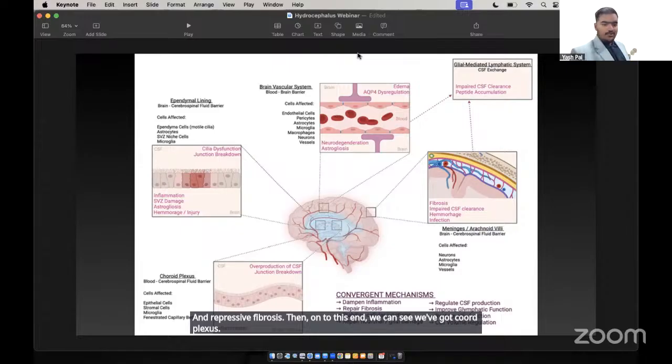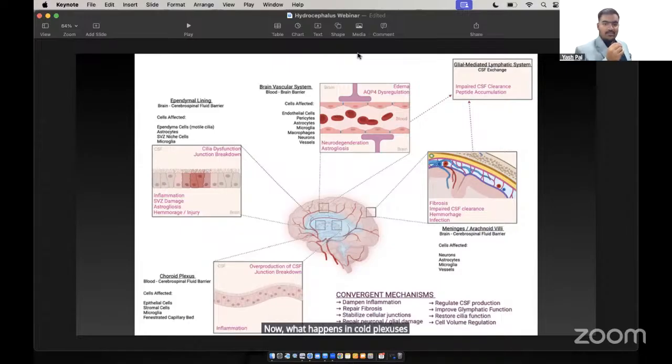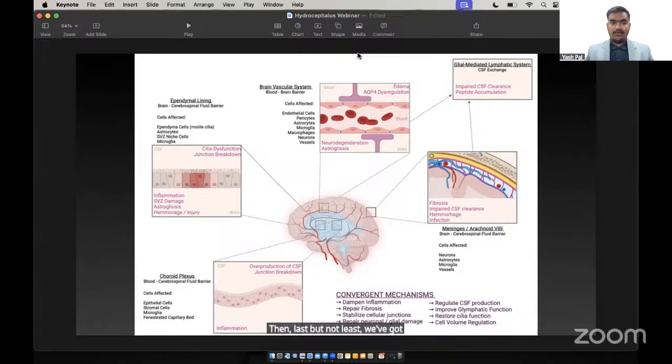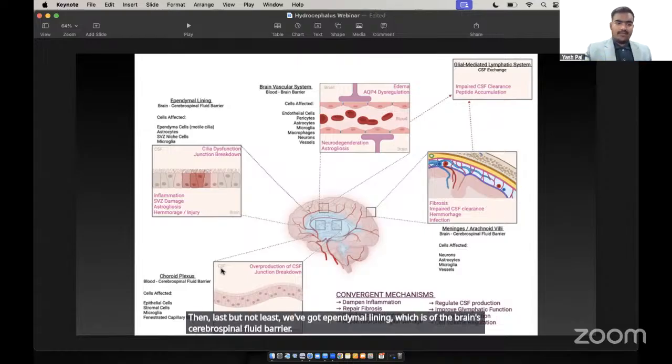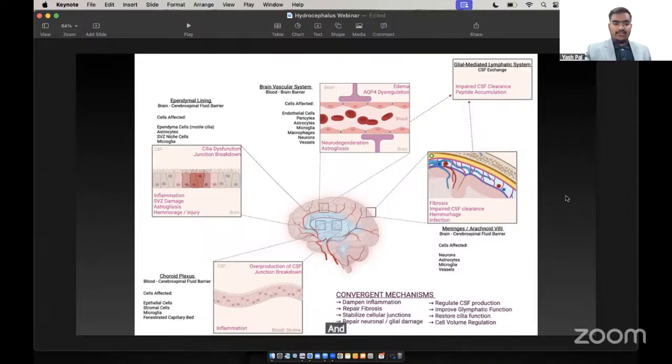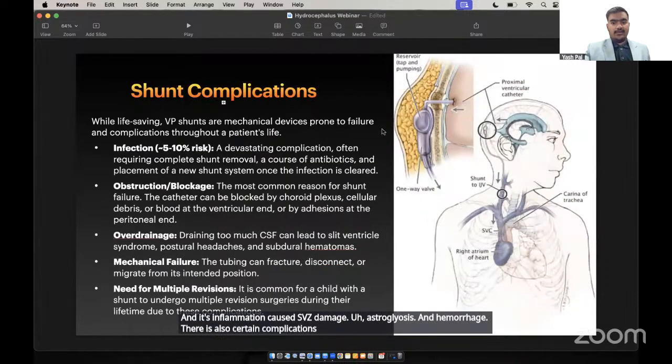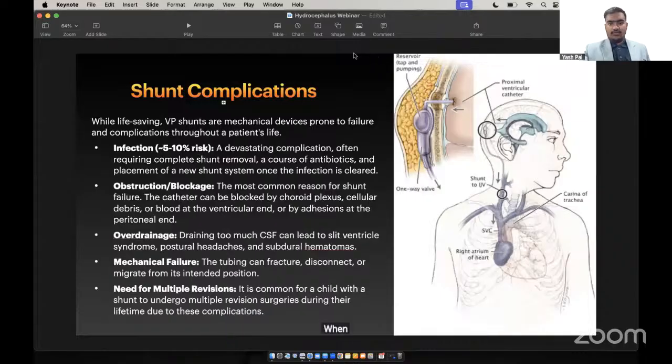Now, what happens in the choroid plexus is the epithelial cells, stromal cells, and microglia are the ones that are affected. Then last but not least, we've got the ependymal lining, which is part of the brain cerebrospinal fluid barrier. And its inflammation causes SVZ damage, astrogliosis, and hemorrhage. There are also certain complications to be kept in mind when certain cases are observed.